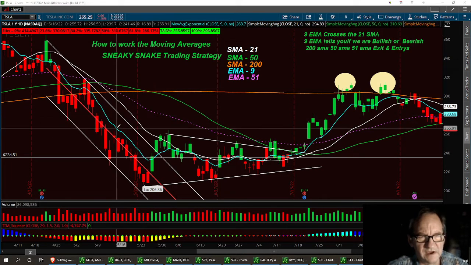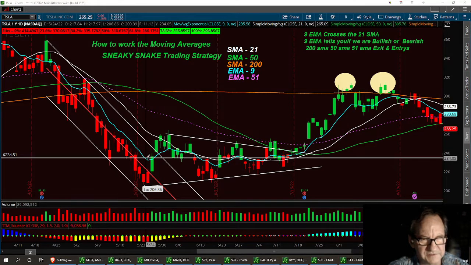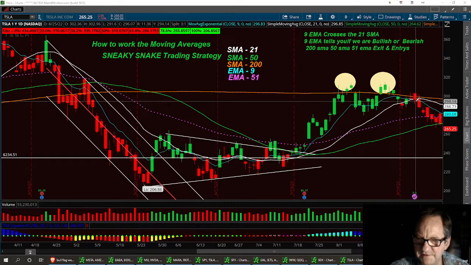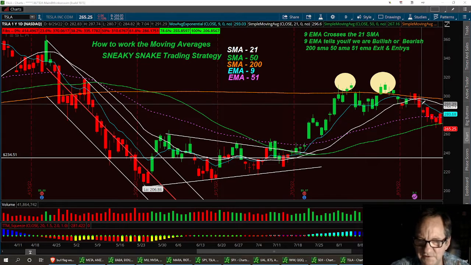So we've got the 9 EMA in here that tells you if the stock's bullish or bearish. It keeps you in a trade. If it starts to dip above, you know you're ready to take the trade maybe. And if it starts to dip below it, like it is over here, you're ready to exit the trade.